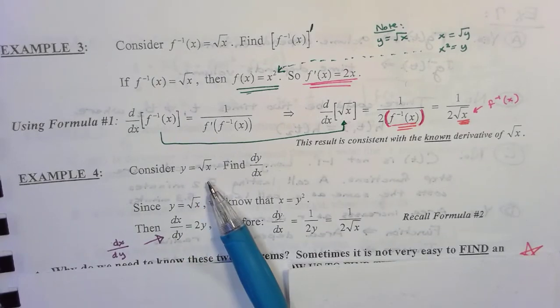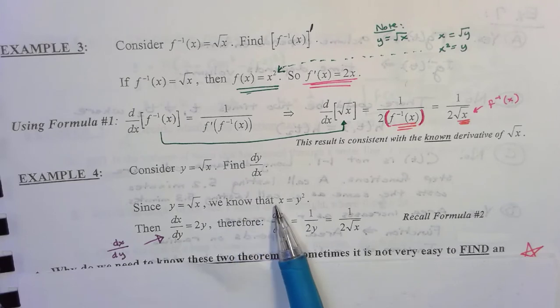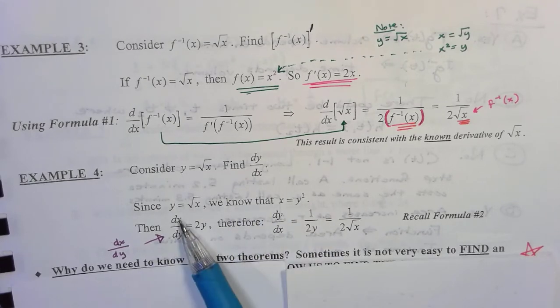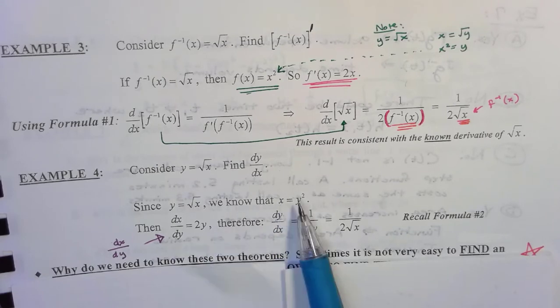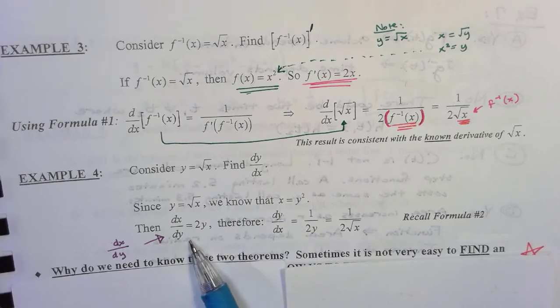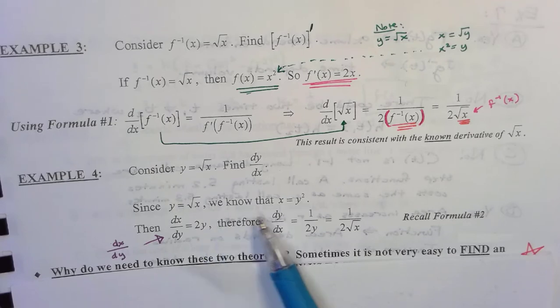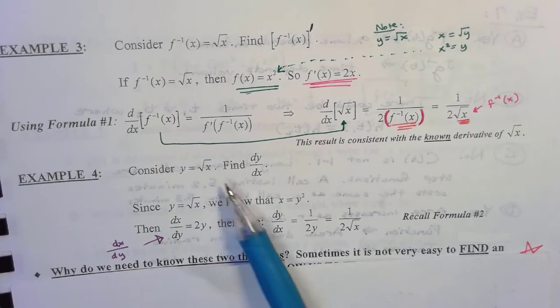Let's consider y equals square root of x, find dy dx. Since y is square root of x, we know that x is y squared. So now I'm going to look at dx dy. The derivative of x with respect to y would give me 2y. Notice that's not a times y prime because it's the derivative with respect to y. And so if dx dy is 2y, then dy dx is the reciprocal of 2y, which is 1 over 2y. And my y is square root of x.